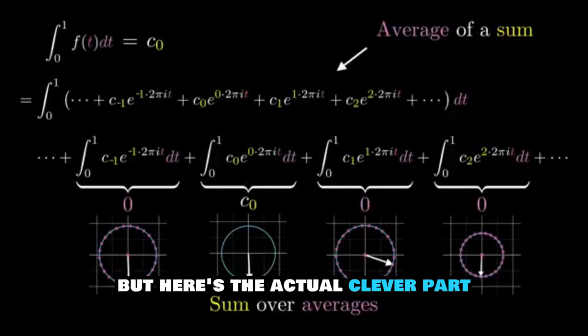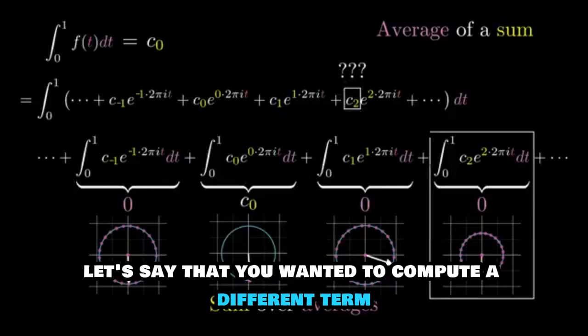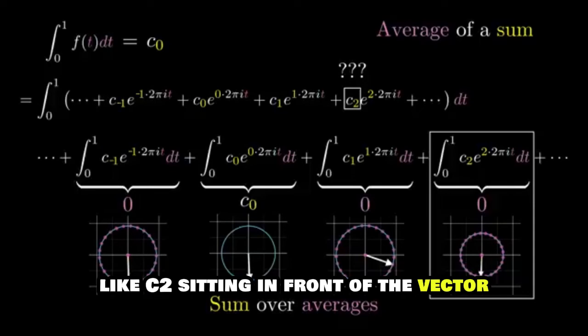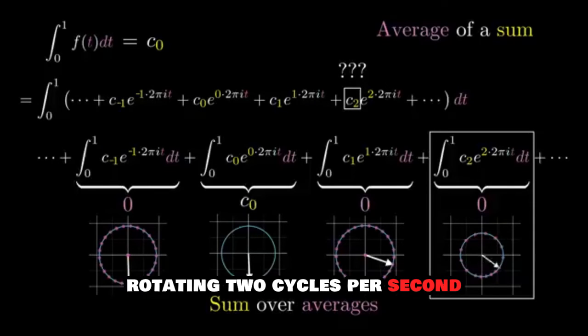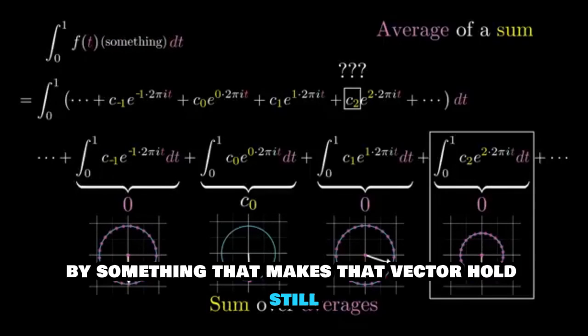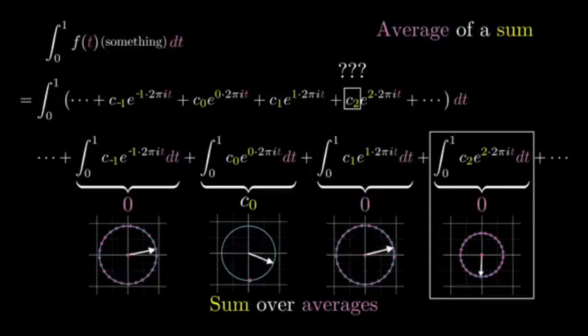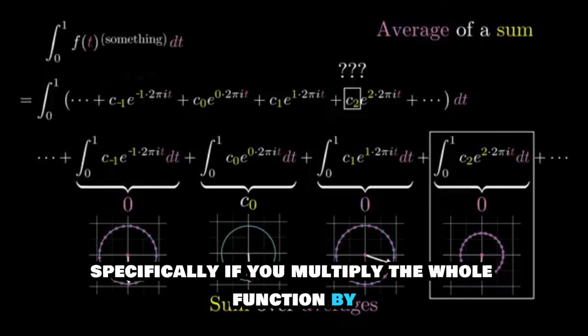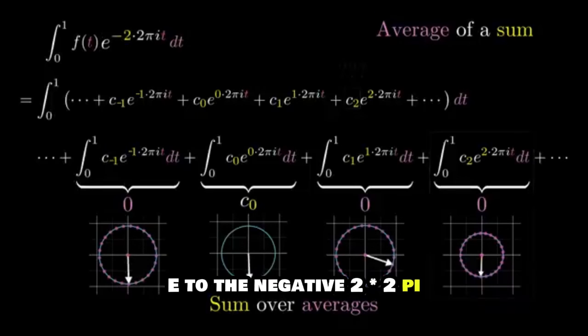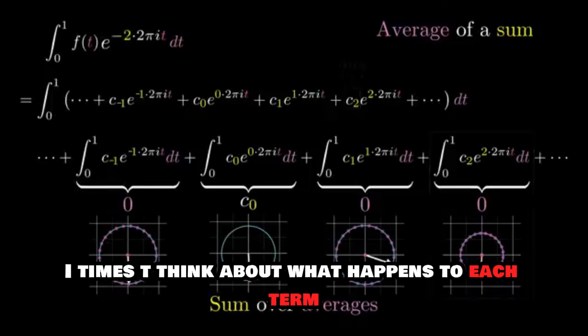But here's the actual clever part. Let's say that you wanted to compute a different term, like c2, sitting in front of the vector rotating 2 cycles per second. The trick is to first multiply f of t by something that makes that vector hold still, sort of the mathematical equivalent of giving a smartphone to an overactive child. Specifically, if you multiply the whole function by e to the negative 2 times 2 pi i times t, think about what happens to each term.